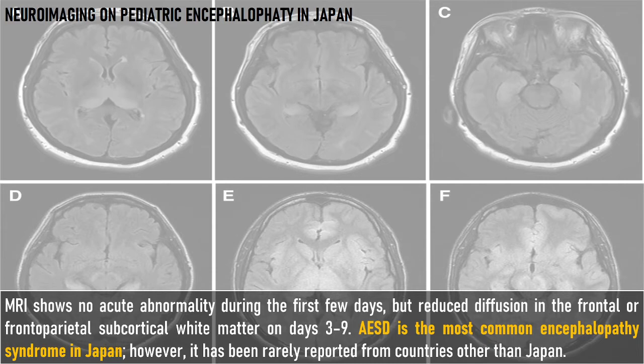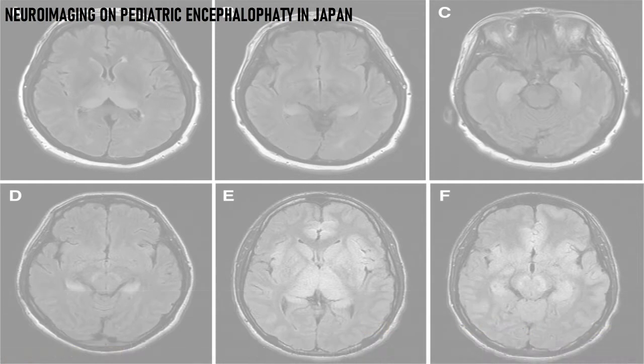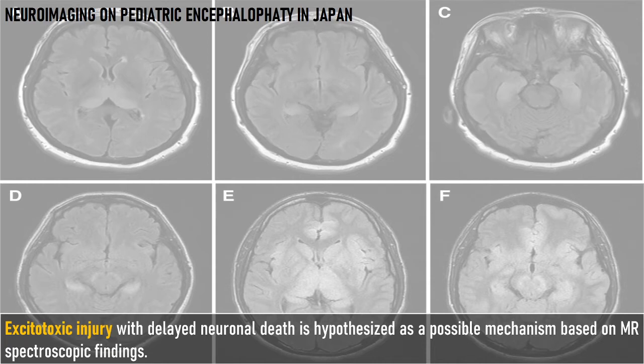AESD is the most common encephalopathy syndrome in Japan. However, it has been rarely reported from countries other than Japan. Excitotoxicity injury with delayed neural death is hypothesized as a possible mechanism based on MR spectroscopic findings.